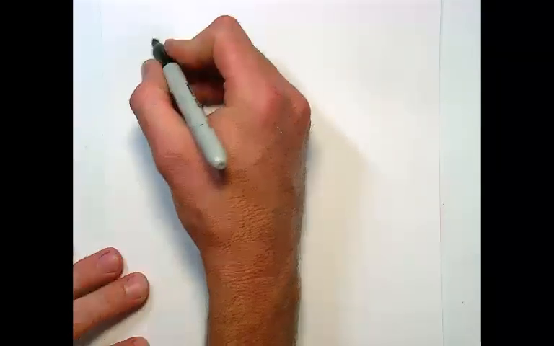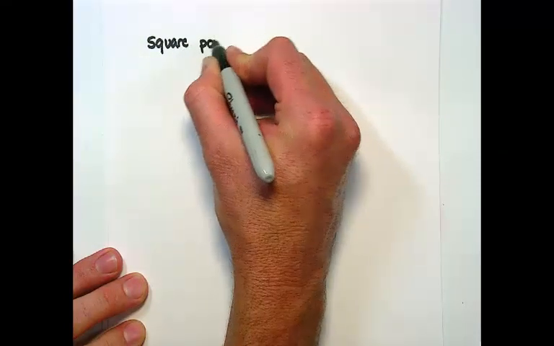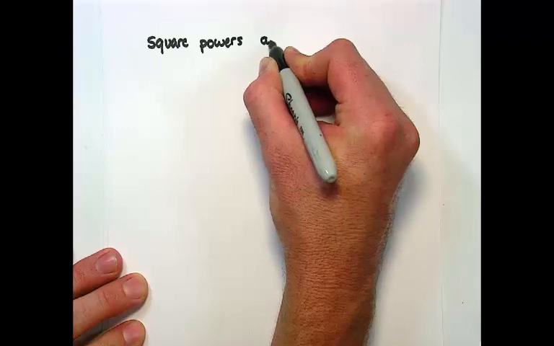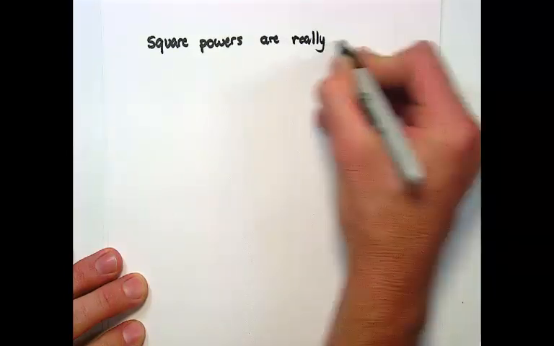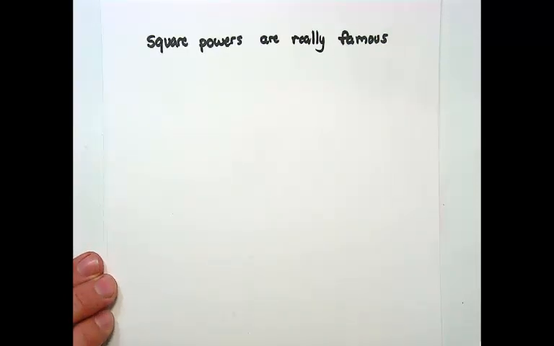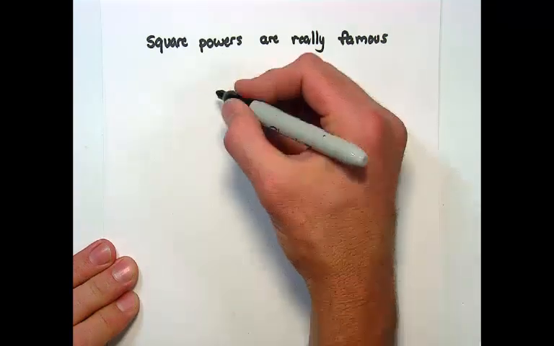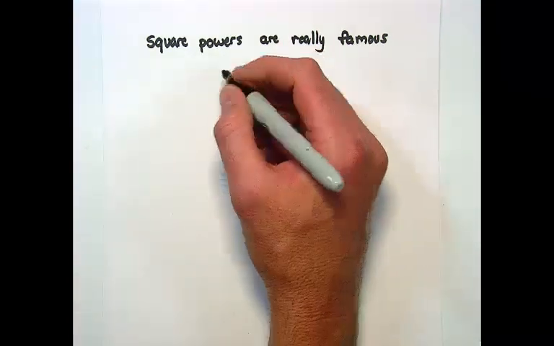Out of all possible powers, the square is special. In other words, square powers are really famous. I'm talking about, like, I don't know, LeBron James famous. I'm not talking local famous. I mean, they're known a lot. And the reason that they're famous is that they show up in many contexts.